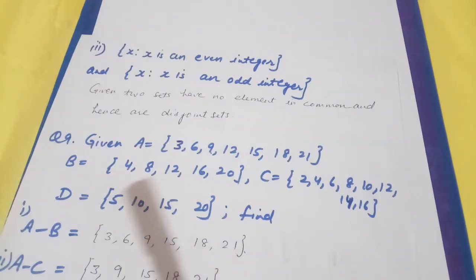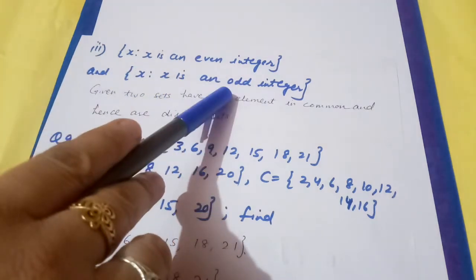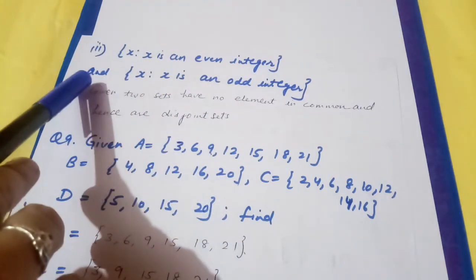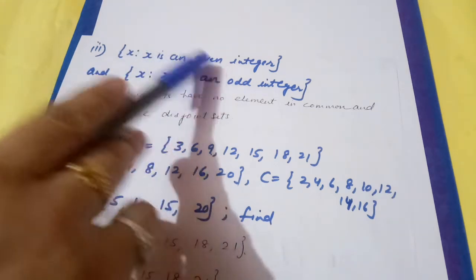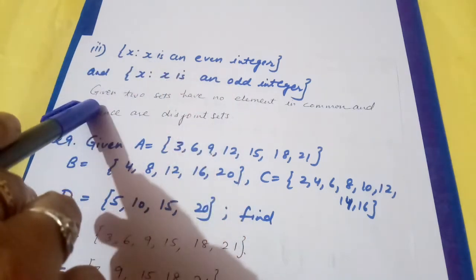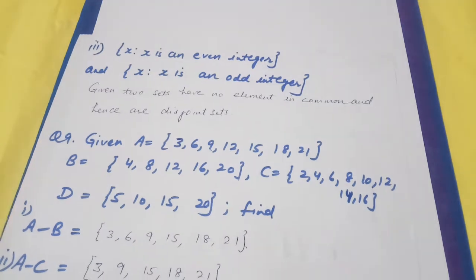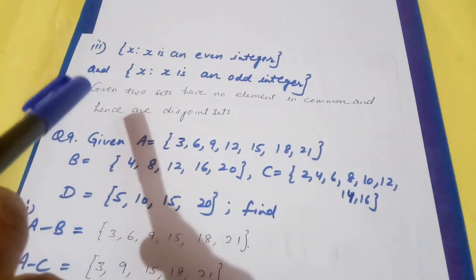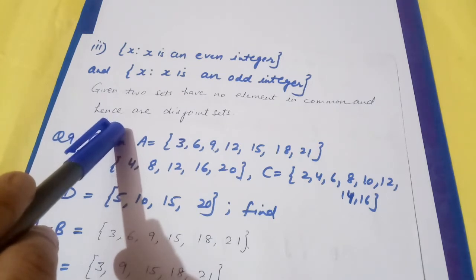Now next part is the third part. x is an even integer and x is an odd integer. These are two sets. Now see the common elements of these two sets, because the first set contains even integers and the second set contains odd integers. So there is no common element. Hence we can write, given two sets have no element in common and hence are disjoint sets. So this is an example of disjoint sets because their intersection is phi.